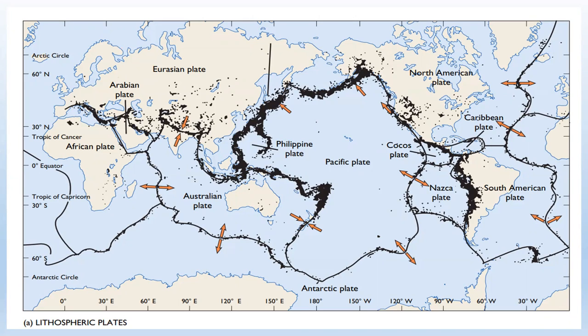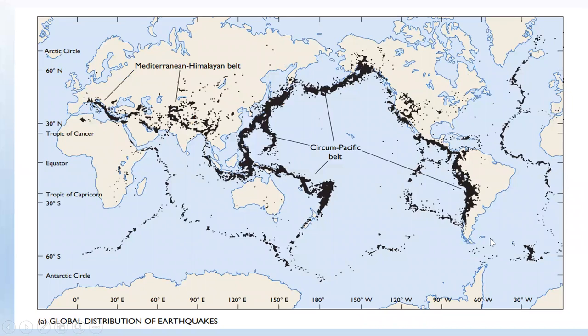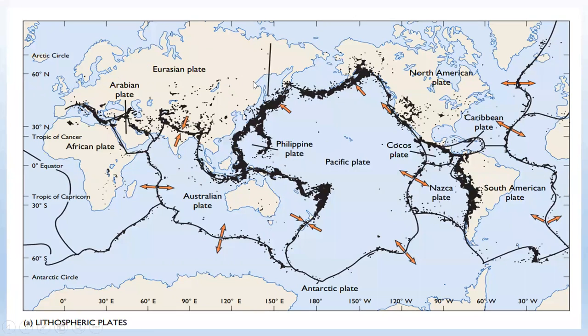So if you see the different rates, you can see that plate motion is not constant everywhere. There are different rates of motion, varying from place to place. Now we will go to the next slide, where you can see the earthquake distribution zones along the different plate boundaries.